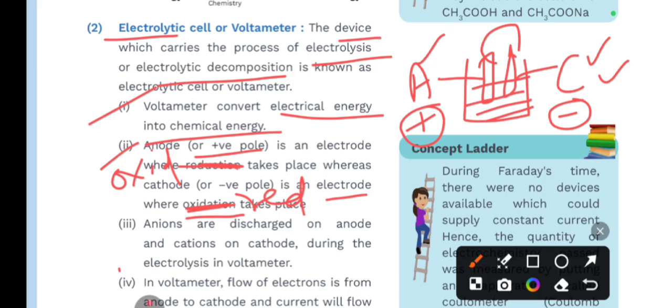So anions are discharged at the anode. What is the meaning of this? Anions carry negative charge, meaning these are negatively charged ions, and the anode carries positive charge. Then anions will be attracted towards the anode. Cations will be attracted towards the cathode, because cations are positively charged ions and the cathode carries negative charge.